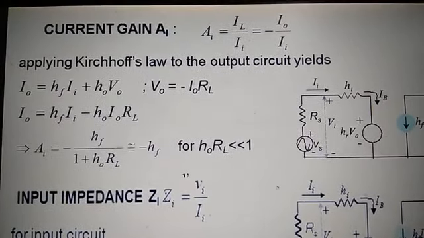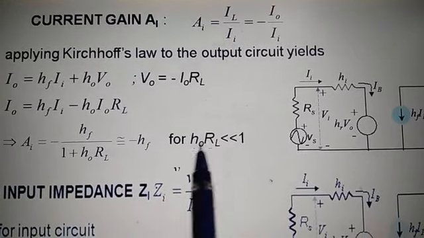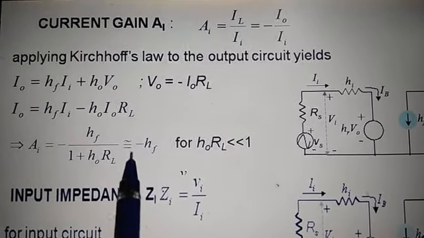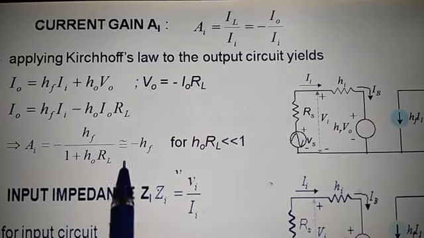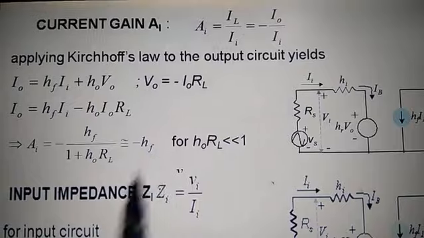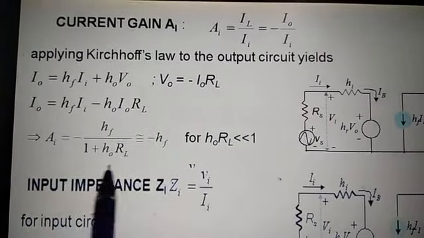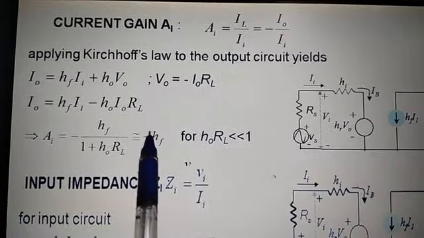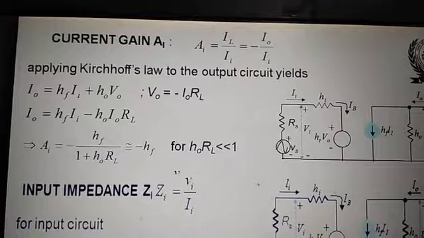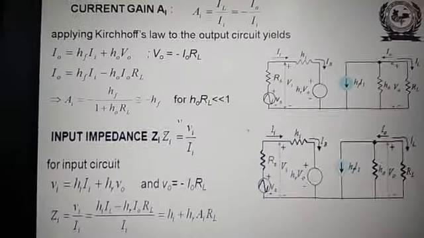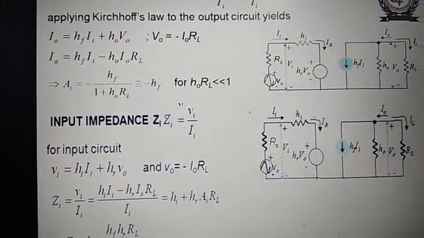AI is the current gain, that is output current upon input current, and for common emitter it is equal to HFE, so you can write minus HFE. For common base it is minus HFB. For common collector it is minus HFC, like this. So this formula is used to calculate the current gain in terms of H parameter model. This is general for all three configurations. So in a generalized way, it determines all the parameters here.